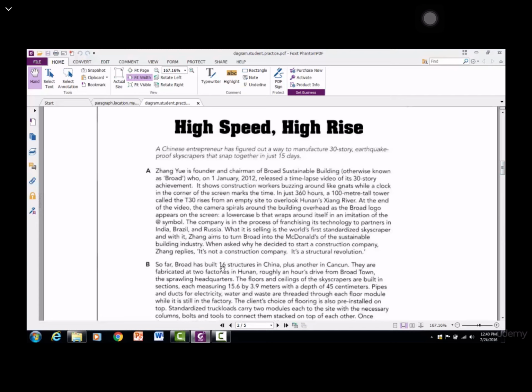All right, and also this paragraph B is a good paragraph because it says, so far Broad has built 16 structures. So that tells me that this whole paragraph is discussing how something is built. And remember, I told you that if we had a diagram that was describing something being built, it was helpful to find a paragraph that discussed something being built. That was very, very helpful.